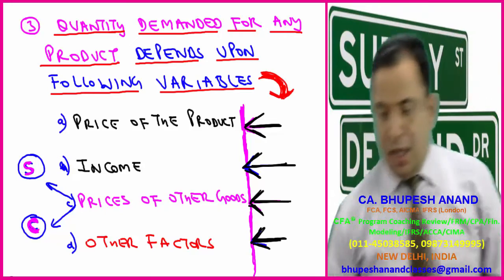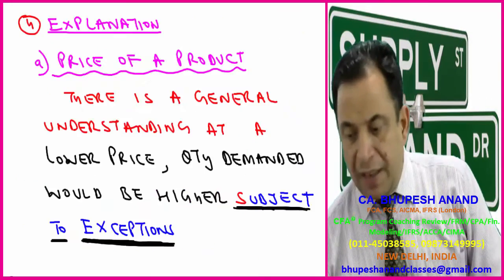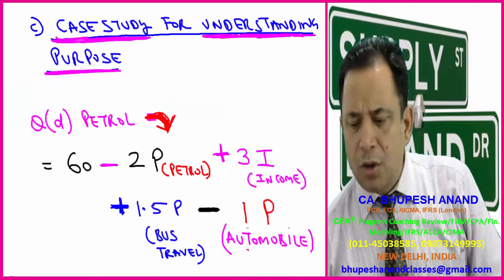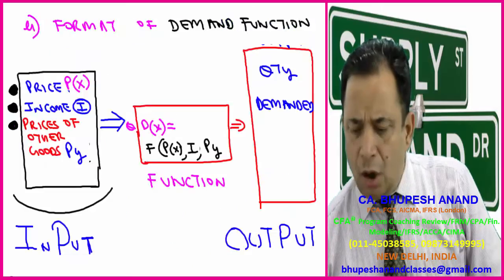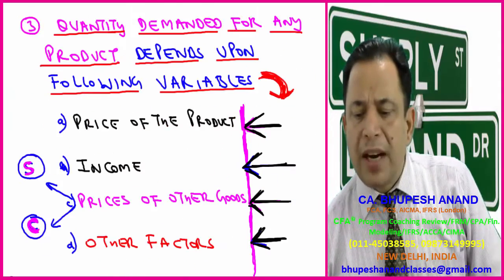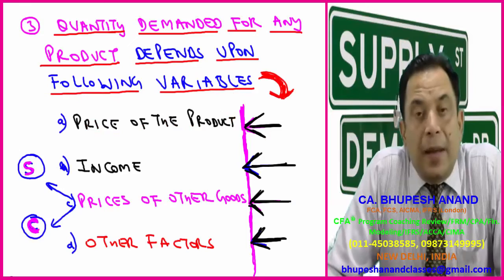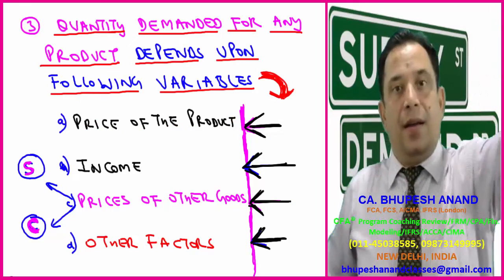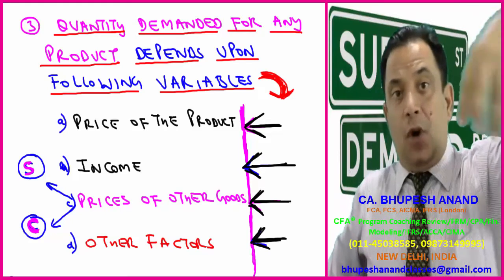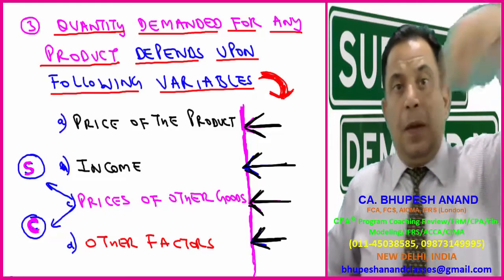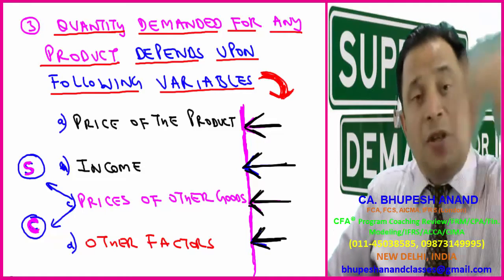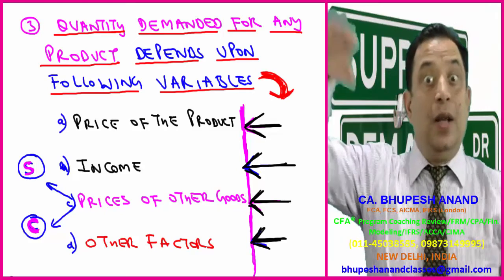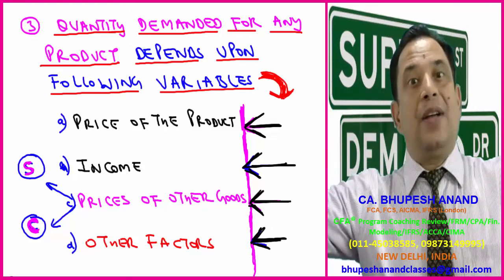And the next part is complementary. Just see, what is the meaning of a complementary? Can you tell me? I have told you there are two kinds of products, prices of other goods. Complementary means, for example, petrol and automobiles, they are complementary. If the price of automobiles increases, people will not buy automobiles as much, and hence quantity demanded decreases. So there is a negative relationship between quantity demanded and the price of complementary goods.